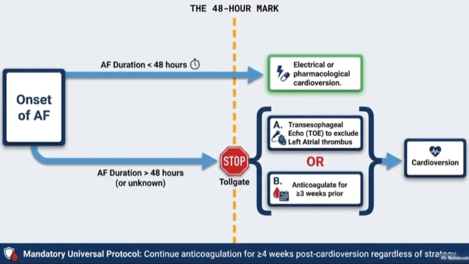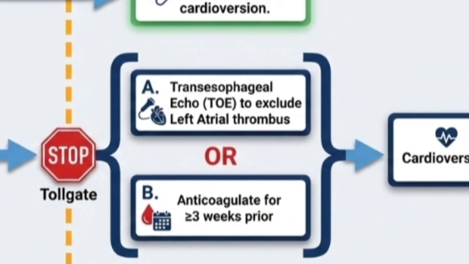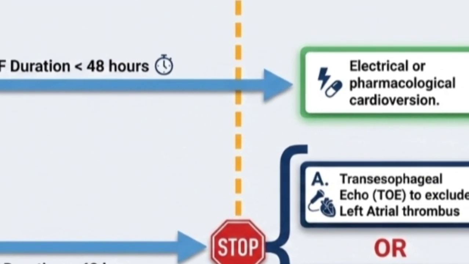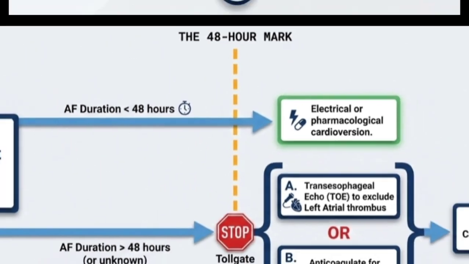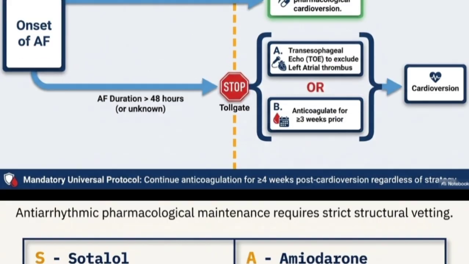The 48-hour mark for onset of AF. If it is more than 48 hours, stop for transesophageal echo to exclude atrial thrombus or left atrial appendage thrombus, or anticoagulate for at least 3 weeks prior and then proceed to cardioversion. And if it is less than 48 hours, electrical or pharmacological chemical cardioversion is done. The mandatory universal protocol is anticoagulation for at least 4 weeks post cardioversion, regardless of whatever strategy is done.